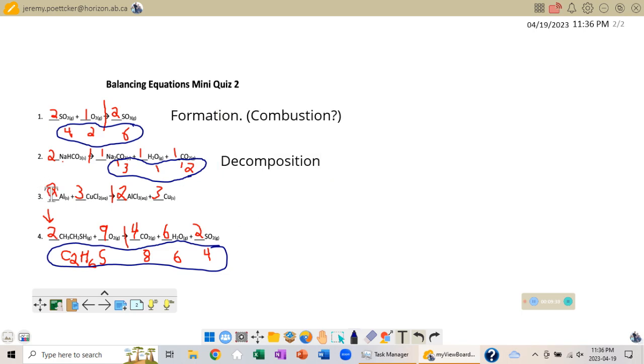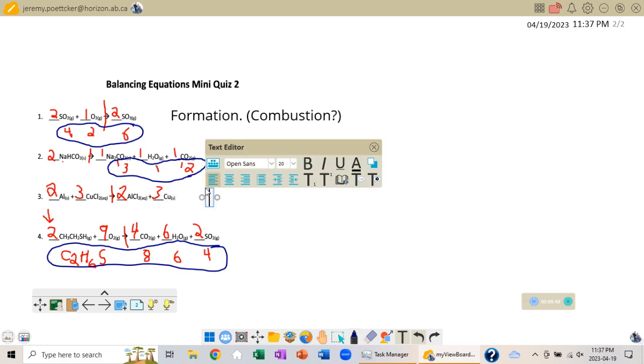All right, then we move on to the next one. And here we have aluminum by itself and copper with chloride. And after the reaction happens, the aluminum now is with the chloride and the copper is by itself. This is a single replacement reaction.